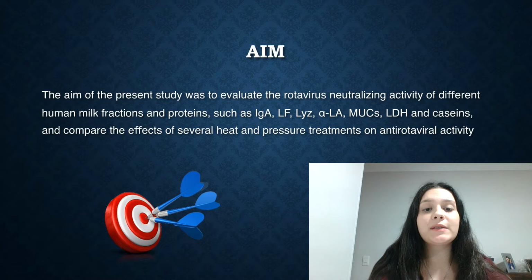Aim. The aim of the present study was to evaluate the rotavirus neutralizing activity of different human milk fractions and proteins such as immunoglobulin A, LF, LIS, alpha LA, MUC, LDH, and caseins, and compare the effect of several heat and pressure treatments on antirotaviral activity.